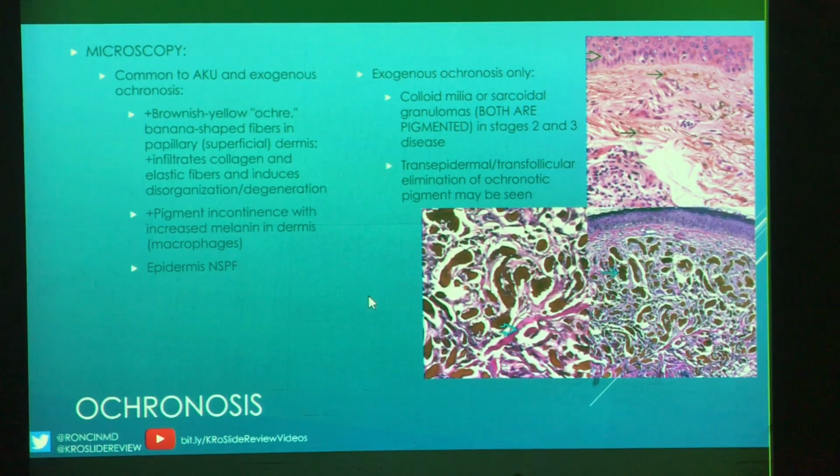For patients who have exogenous ochronosis, you can have colloid milia or even granulomas, but they will be pigmented. So again, that's very unique to this, and that tends to occur in higher stages of the disease. They can also have, again, the transepidermal or transfollicular ochronotic pigment. So again, that's where like the colored sweat, the colored breast milk. So all these things can be seen with exogenous ochronosis.